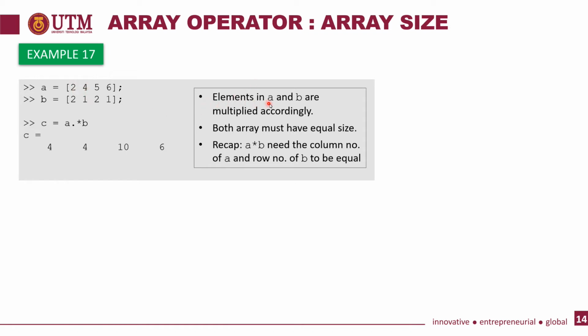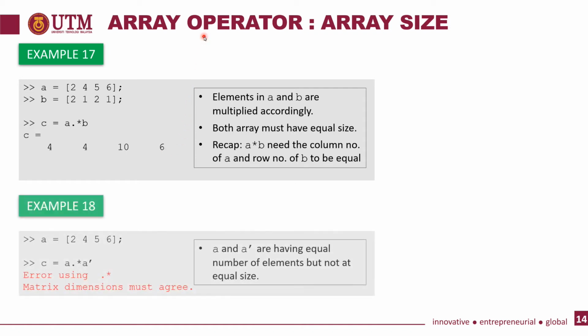Elements in A and B are multiplied accordingly, and both arrays must have equal size. As a recap, A multiplied by B needs the column number of A and the row number of B to be equal, because A multiplied by B refers to the matrix operator. But for the array operator, you can multiply two different matrices together as long as each matrix has the same size. So 2 multiplied by 2 becomes 4, 4 multiplied by 1 becomes 4, 5 multiplied by 2 becomes 10, and 6 multiplied by 1 becomes 6. You can multiply matrices of similar size with the array operator.